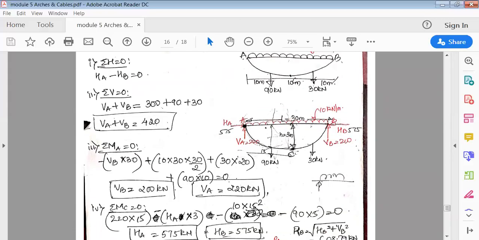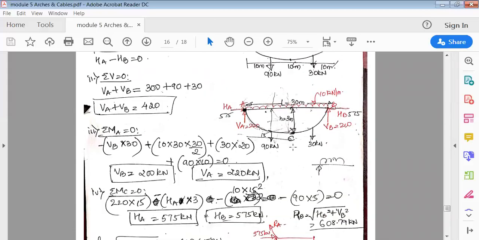Okay, next, moment about C. Again, moment about C, either you can see to the left or to the right. The choice is yours. Okay, so I'll see to the left now. So to the left side, there's 1, 2, 3, and 4 loads acting. So to the left side, moment at C to the left is equal to 0. That is 220 into 15, exactly half, 15. So it's clockwise. So it is 220 into 15.